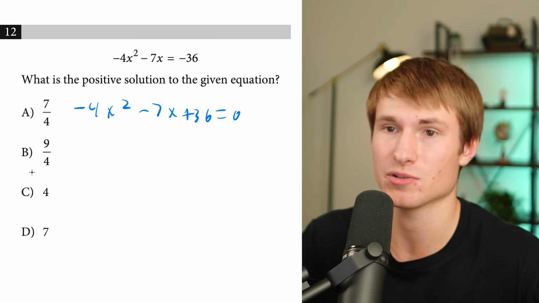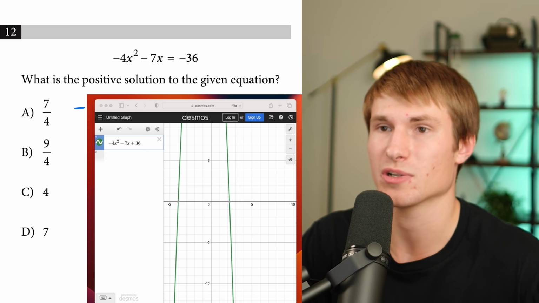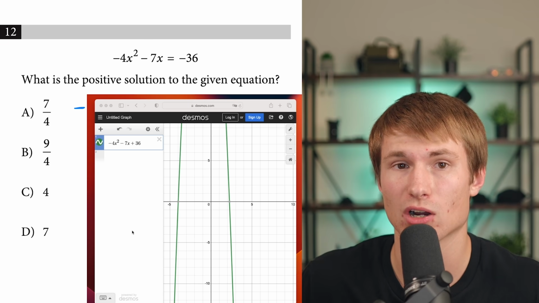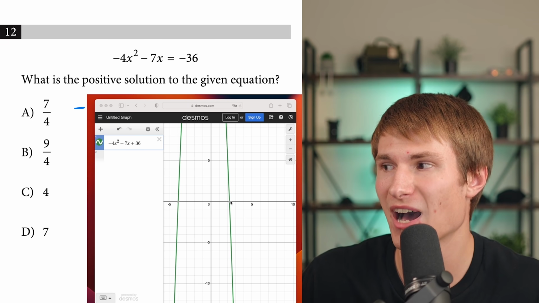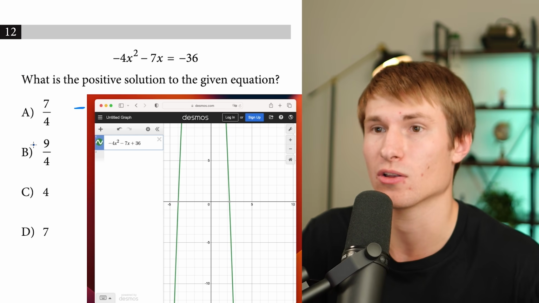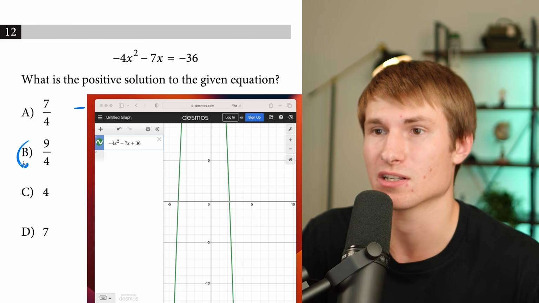Now from here, I'm just going to go ahead and put it in Desmos, and then I'm going to solve for the positive solution by looking at where it equals zero, or in other words, where it crosses the x-axis. Keep in mind, we need the positive solution. So the positive solution here we see is 2.25, or in other words, 9 over 4. So our answer there is going to be answer choice B.